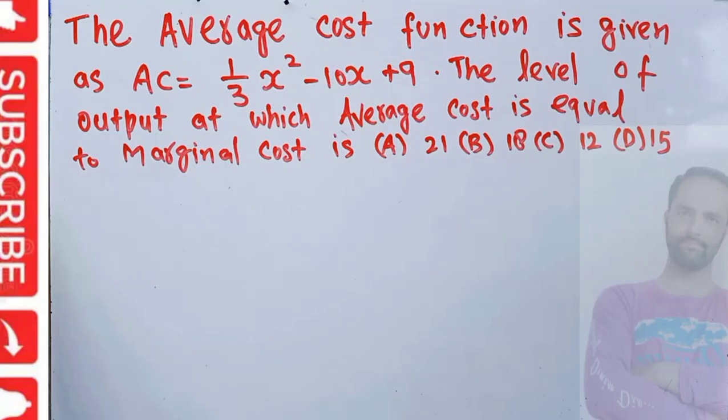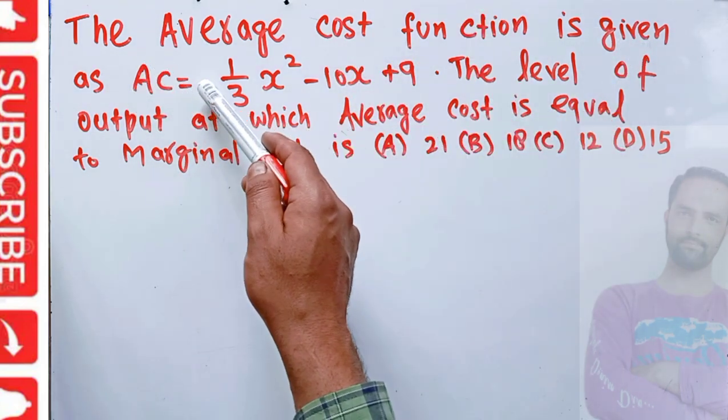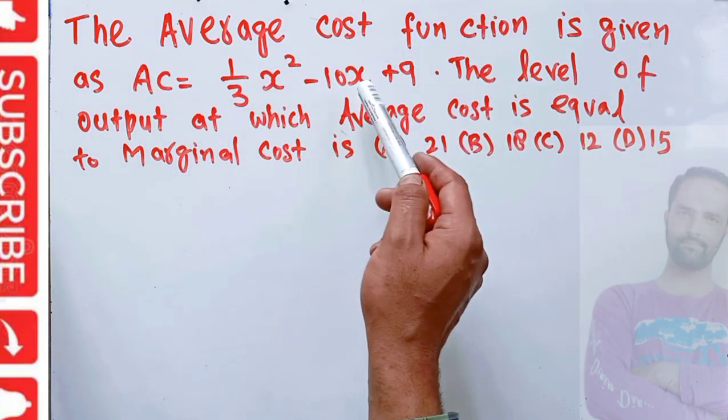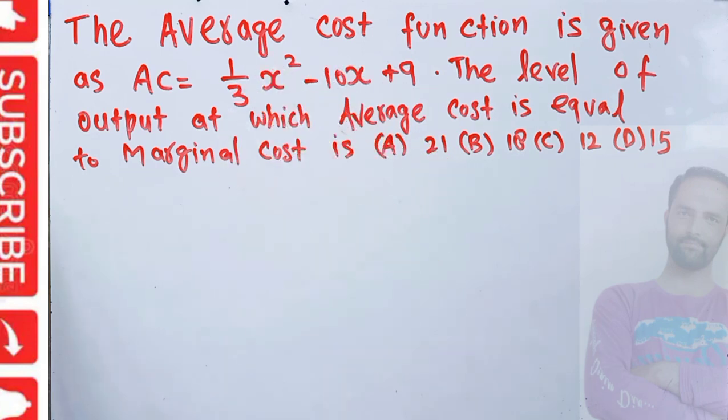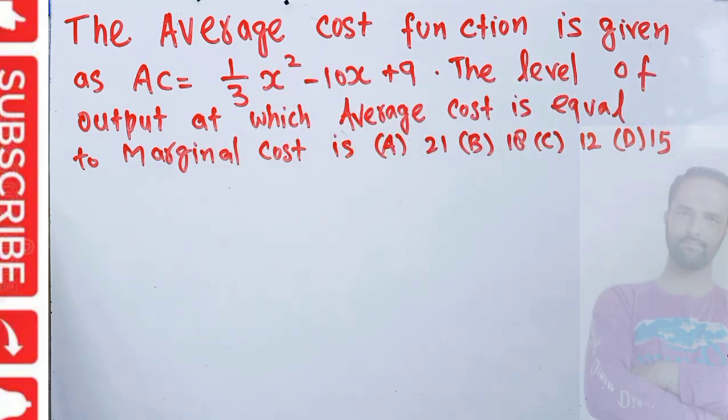How to find the level of output where marginal cost is equal to average cost? The question is, the average cost function is given as average cost is equal to 1/3 x square minus 10x plus 9, where x denotes the output. We need to find out the level of output at which average cost is equal to marginal cost. So there are two ways of solving this question.